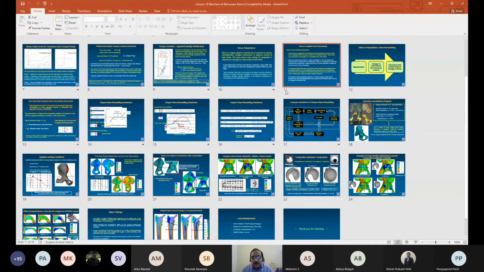So I will continue the lecture on mechanical behavior of bone, basically from where I left yesterday, the theory of bone remodeling.